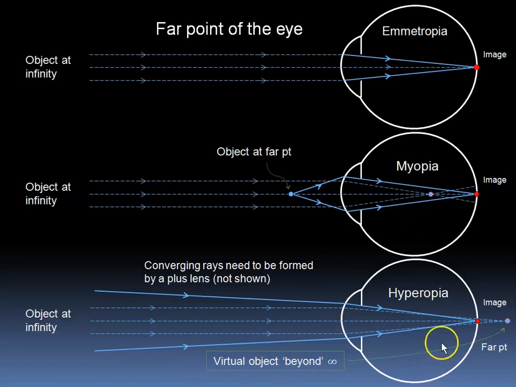In this eye, an object behind the eye at this plane is conjugate with the retinal plane. In other words, the far point of the eye is here and is conjugate with the retina.